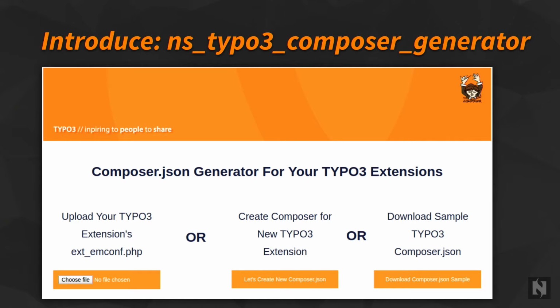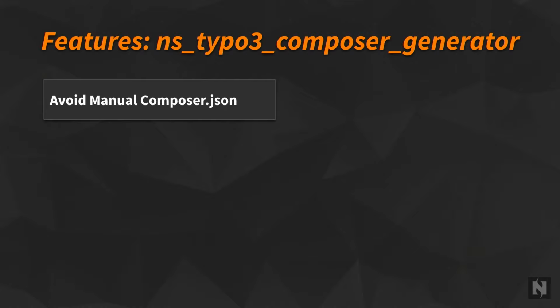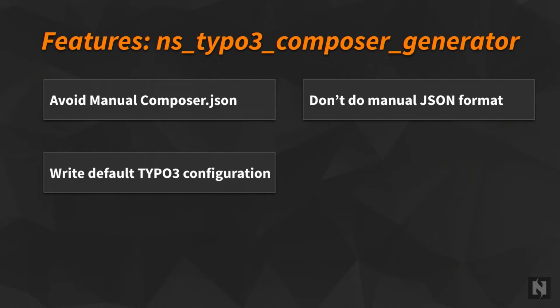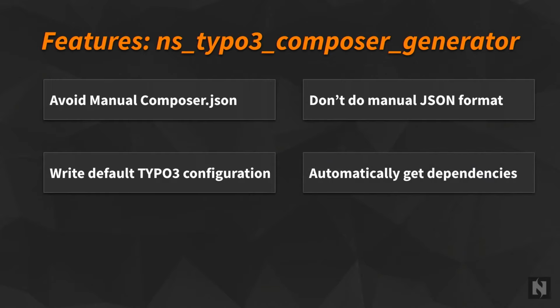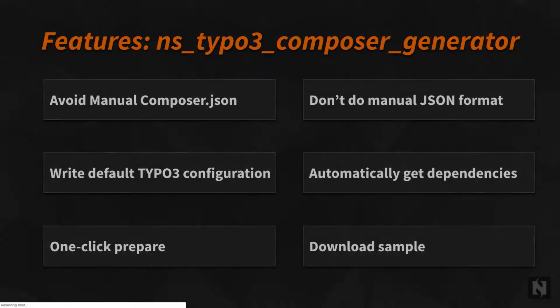This is the script's layout. Basically, you will have three options. Let's check them one by one, but first the features. Avoid manual composer JSON creation. You don't need to know the format. The script automatically creates the TYPO3 configuration and gets the dependencies too. One-click preparation, and definitely you will have a sample to download, right?